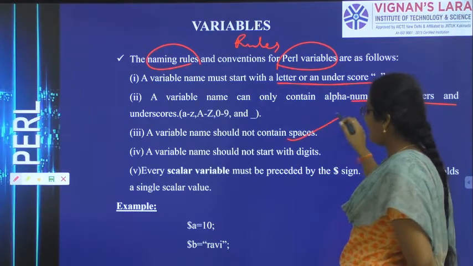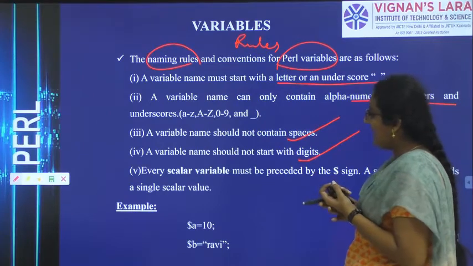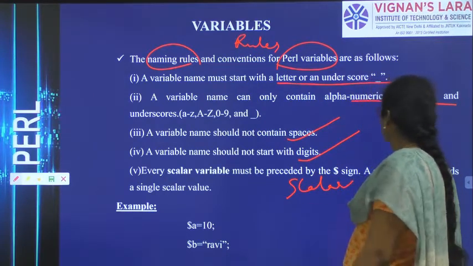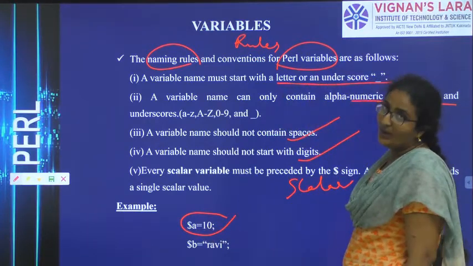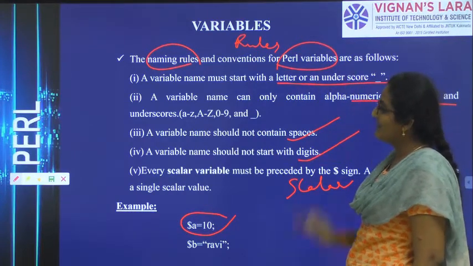Variable name should not have spaces. Variable name should not start with digits. We have 2 types of variables here. Scalar variable means a variable which is going to hold a single value. So, naming rules: to declare a variable we have some naming rules.